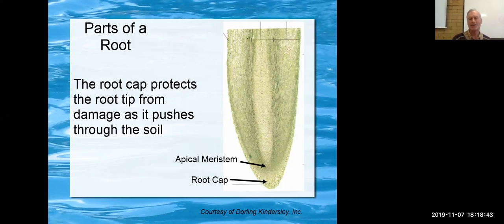And covering the tip of the root is a root cap. The cells in the root cap get worn off as the root pushes its way through the soil, and it's replaced by more cells from underneath, and that protects the rest of the root, because sometimes the root goes through some pretty rough soil. There's little pebbles and sand and stuff that could damage the root, and so the root cap protects it as it's pushing itself through the soil.